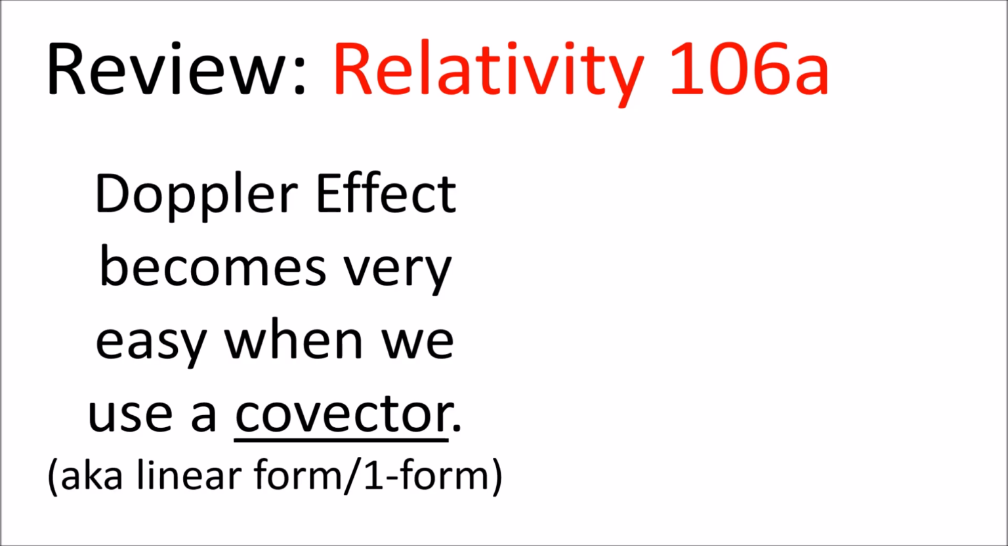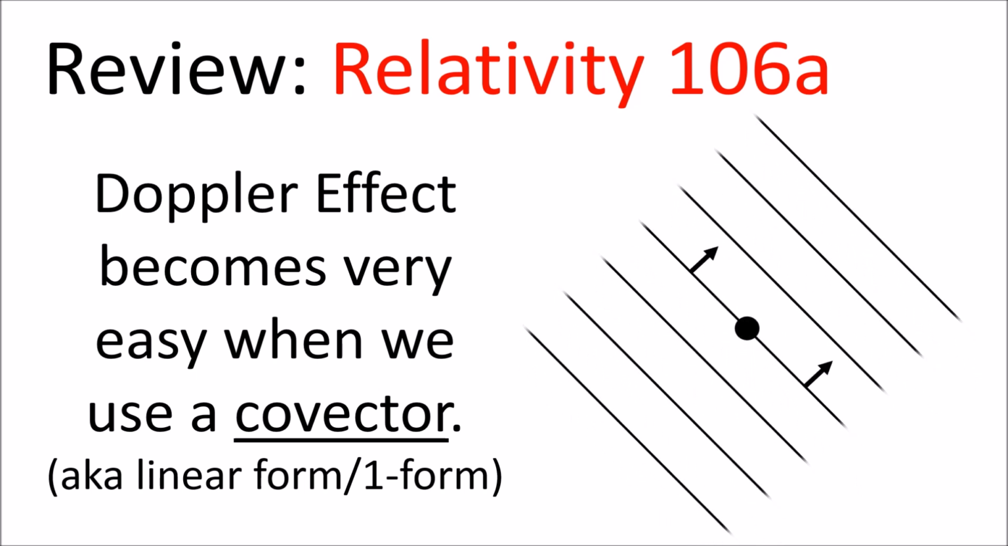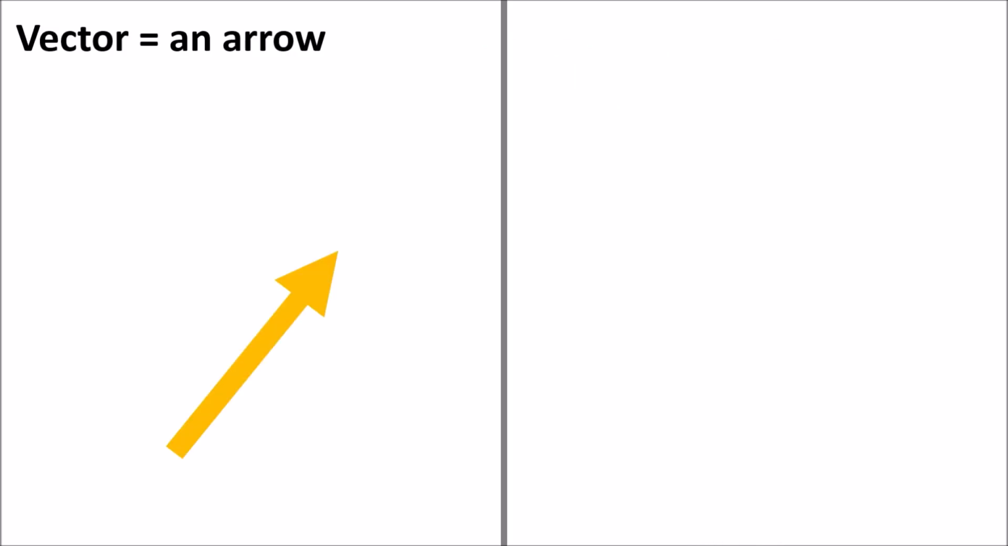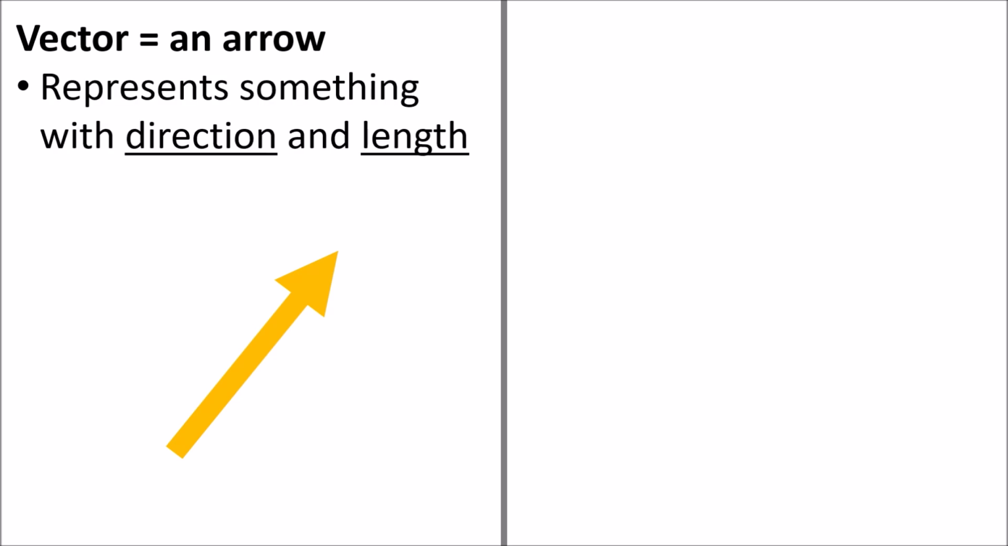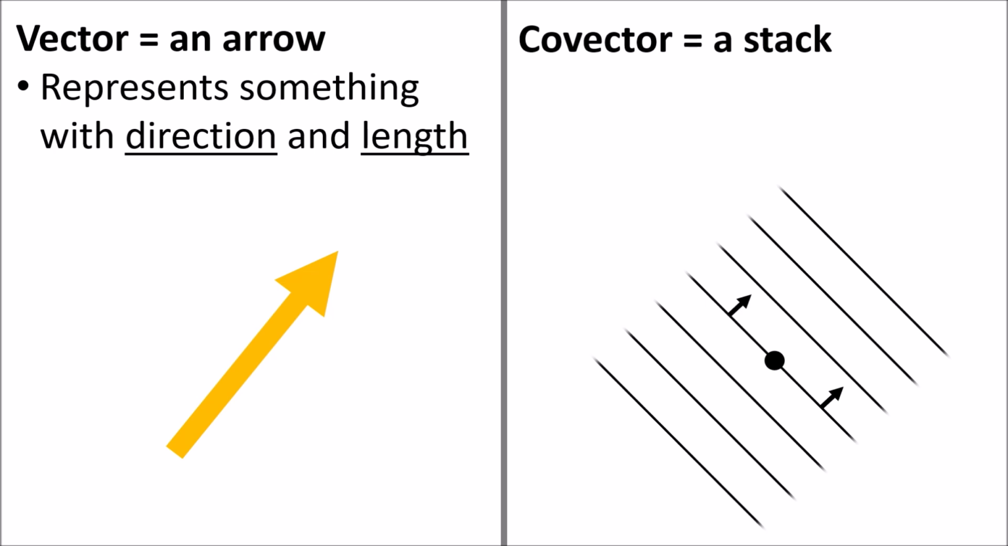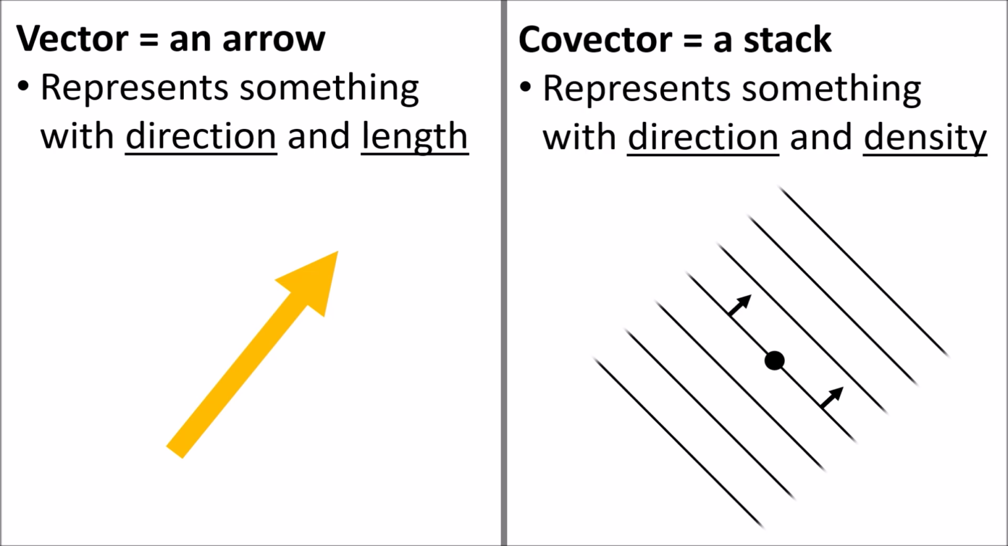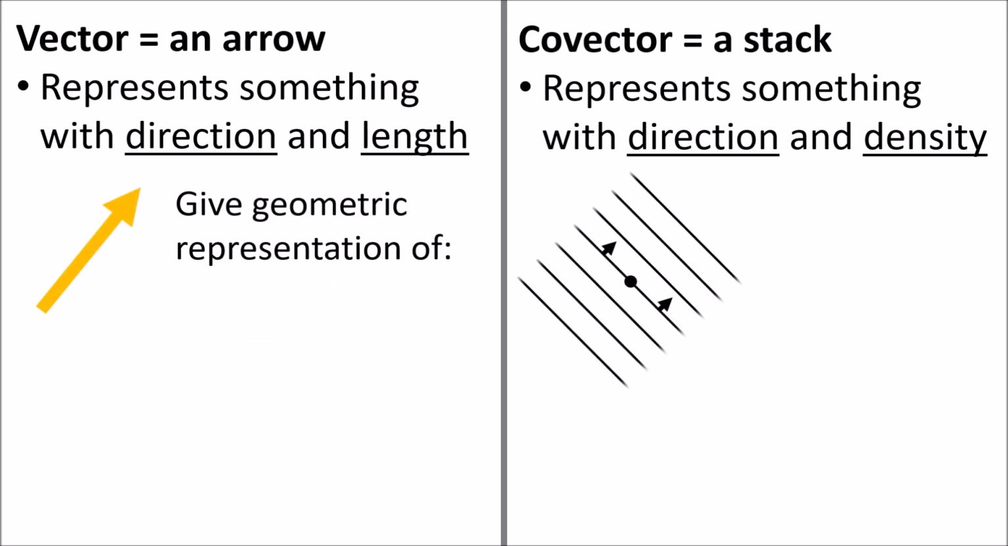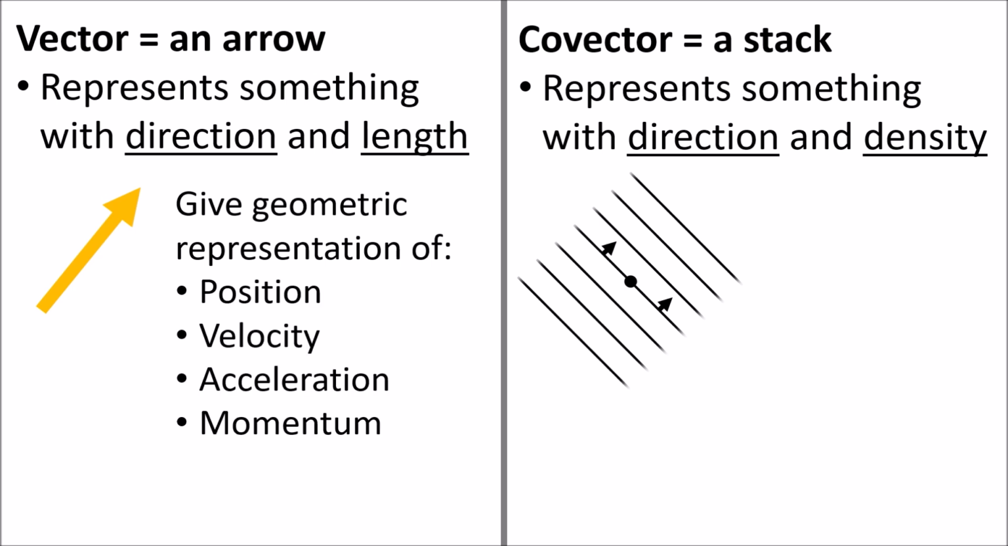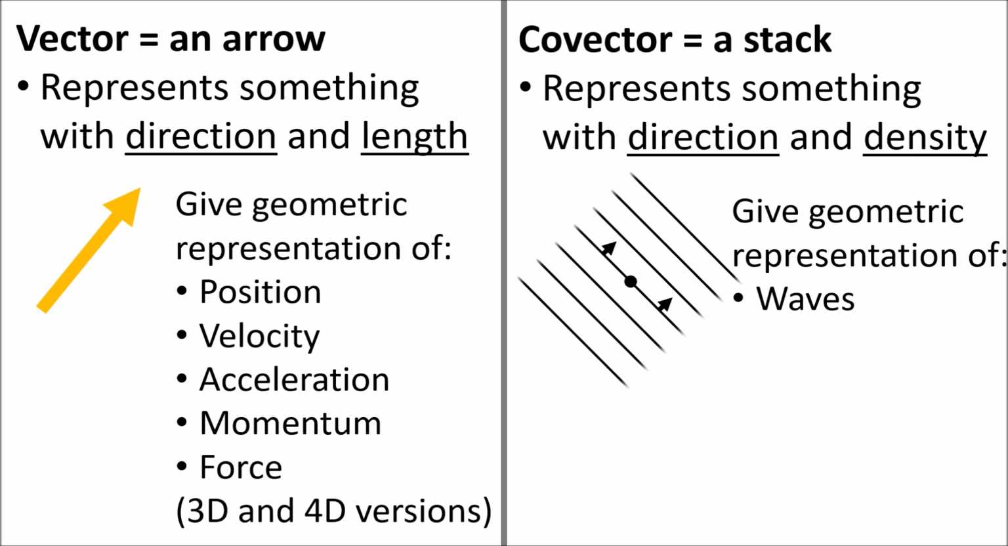In the Relativity 106A video, we saw that understanding the Doppler effect becomes very easy when we use a geometric object called a covector. As a reminder, a vector is like an arrow, and it represents something with a direction and a length. Meanwhile, a covector is like a stack, and it represents something with a direction and a density. Vectors are useful for giving geometric representations of things like position, velocity, acceleration, momentum, and force. And covectors are useful for giving geometric representations of waves, which have a direction and a density.